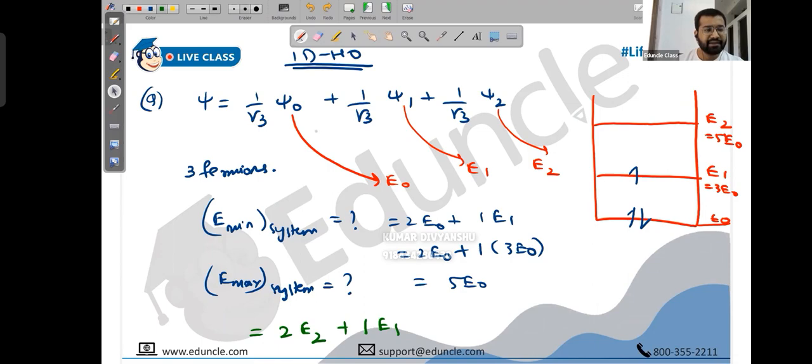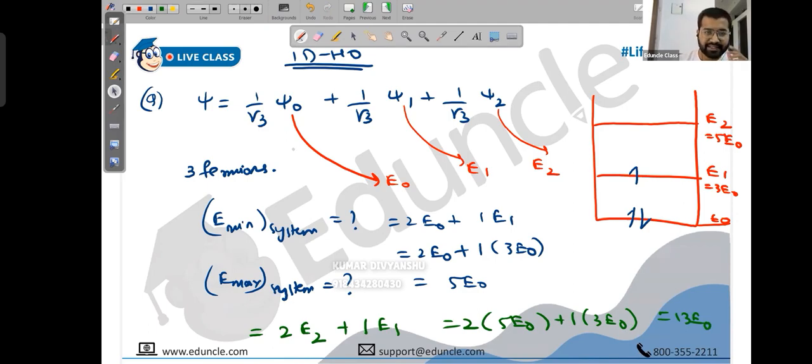But the question clearly says the only possible energies we can occupy are E naught, E1, and E2. Hence the maximum has a limitation: 2 electrons will be in E2 and 1 electron in E1. I hope that's understood. So this is 2 into 5 E naught plus 1 into 3 E naught. 2 fives are 10, 10 plus 3 is 13 E naught.